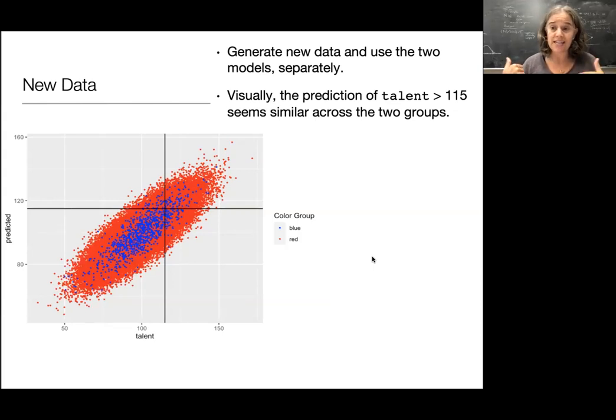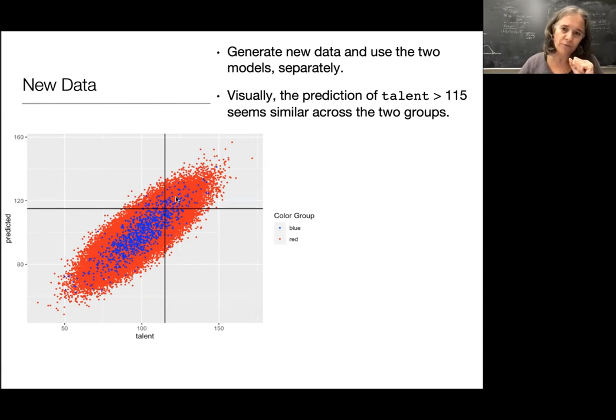And when I then try to predict, assess my prediction, I notice that there's nothing kind of wonky about this plot. So we see the proportion of blues in the upper right quadrant, which represents the true positives, right? Those would be people whose talent is above 115 and who we predict to be above 115. These are the people who we get correct. They have a prediction of above 115, and they also have an actual talent above 115.